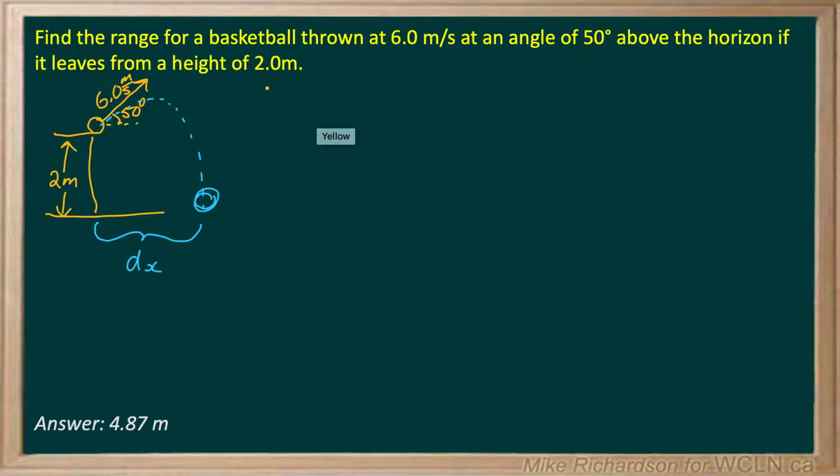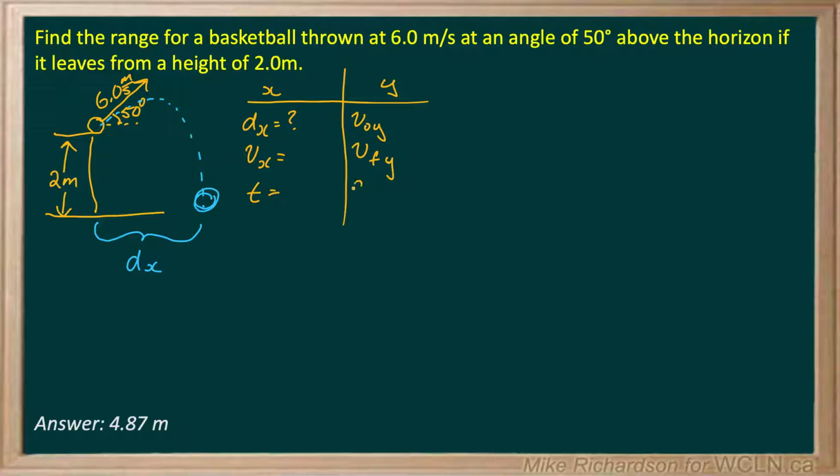So in the x direction, I have my usual 3 variables: dx, which is what we're looking for, my velocity in the x, and time. And in the y direction, because we have accelerated motion in the y, we have our 5 variables: v initial, v final, dy, ay, and time.